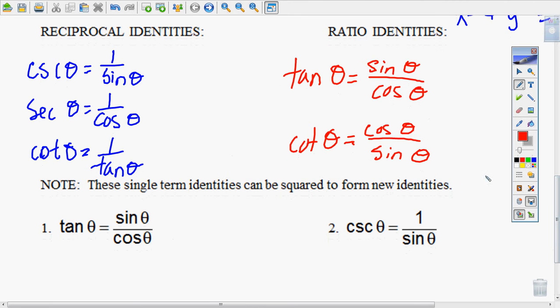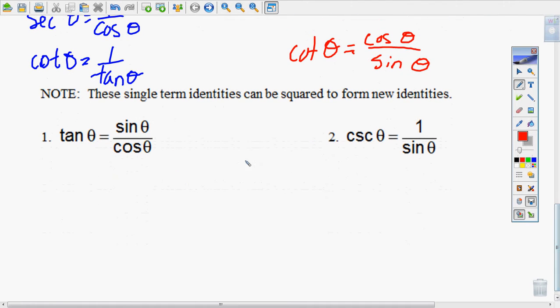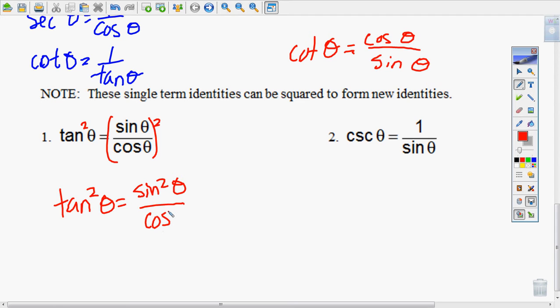So if I wanted to manipulate these by squaring them, for example, if I wanted to have tan squared, that means I would have to square the whole ratio identity. So it becomes tan squared theta equals sine squared theta over cosine squared theta. And boom, bam, I have a whole new identity.